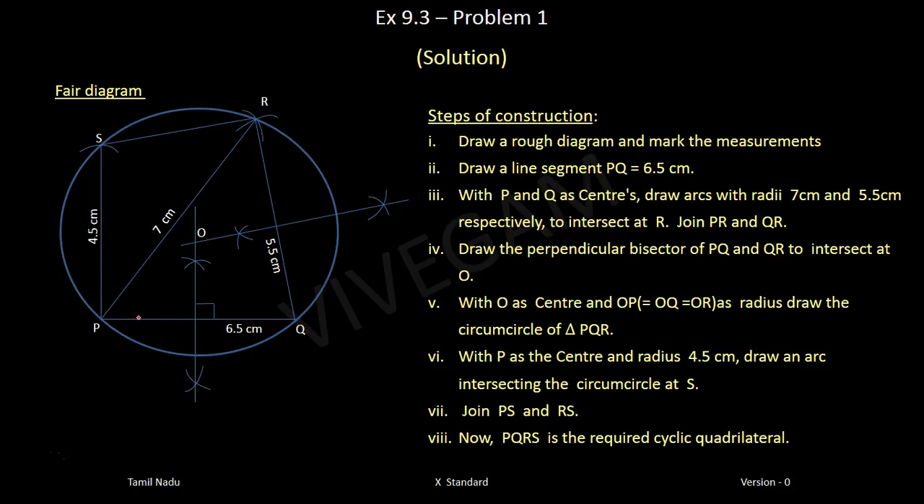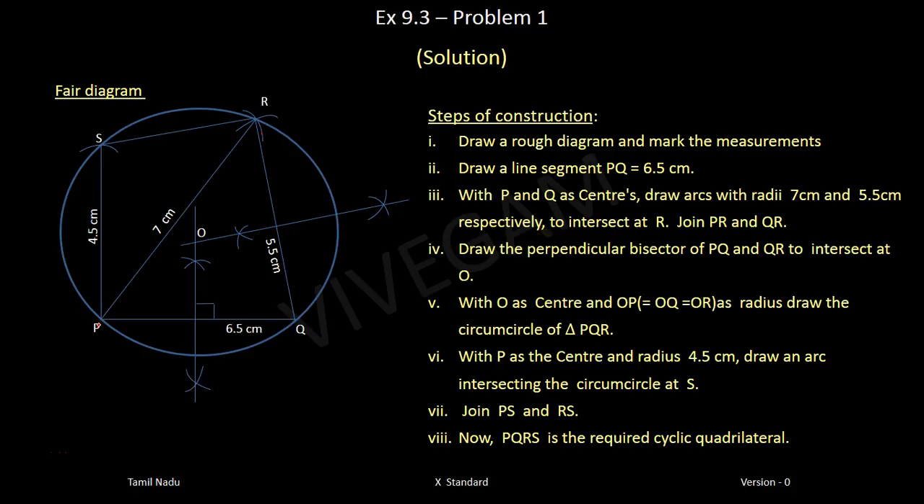So this is the first step we did. We drew a line PQ which is 6.5 centimeter in length. Then with P and Q as centers, draw arcs with radius 7 centimeter and 5.5 centimeter respectively, to intersect at R, and join PR and QR. So what did we do? We know PR is 7 centimeter and QR is 5.5 centimeter. R is a common point, right?